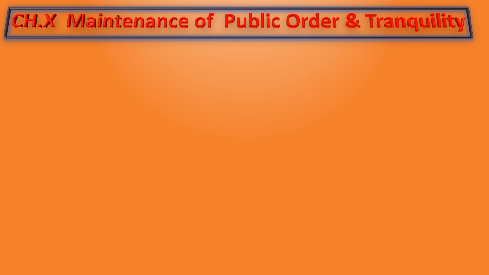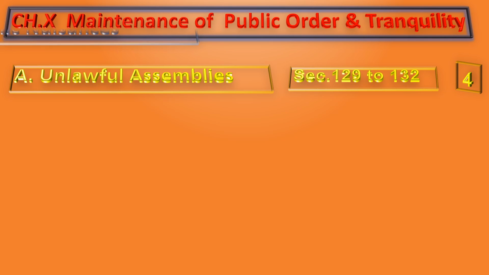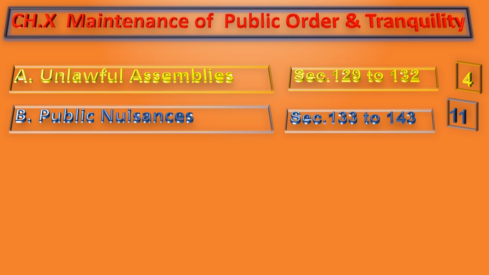Before we start this chapter, let's make the basic things strong. It is divided into four parts, and I have done the color coding as well. And do not forget that we need to remember the sections. Part A, Unlawful Assemblies, is given as per the provision of section 129 to section 132. Total 4 sections. Second part is Public Nuisances. It is covered as per the provision of section 133 to 143. It has got 11 sections in total.